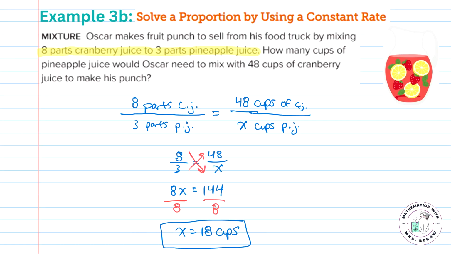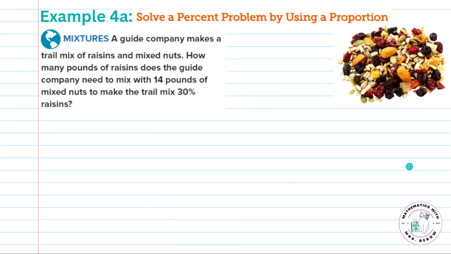In those problems, we had this consistent or a constant rate. We also can see proportion problems that involve percentages. So that's what we're going to take a look at in these next 2 examples. So on this first one, it says we're going to solve a percent problem by using a proportion. A guide company makes a trail mix of raisins and mixed nuts. How many pounds of raisins does the guide company need to mix with 14 pounds of mixed nuts to make the trail mix 30% raisins? You have a couple of options on how to set this one up.